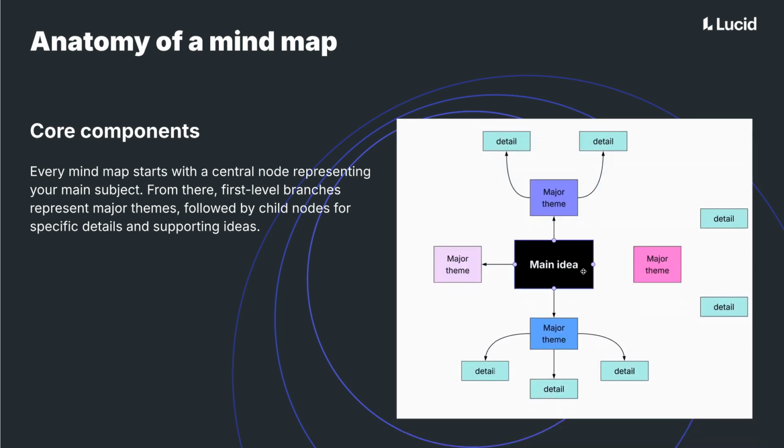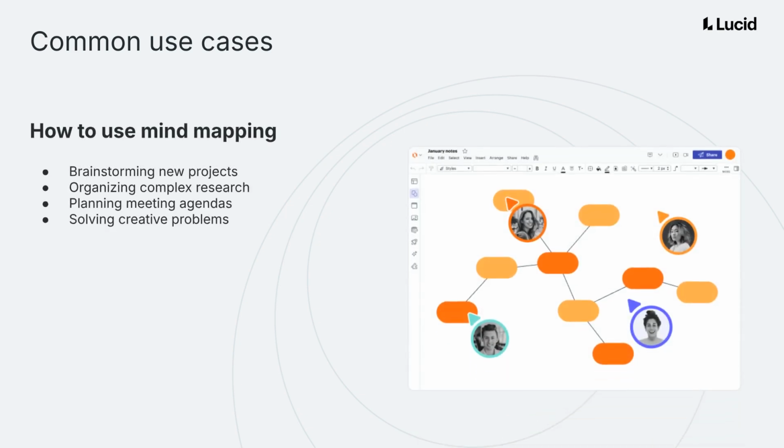Anatomy of a mind map starts with a central node. From there, you add branches for major themes and child nodes for specific details, creating a clear hierarchy of thoughts. Common use cases for mind mapping include brainstorming new projects, organizing complex research, and planning meeting agendas. It's the perfect tool for breaking down big ideas into manageable parts.